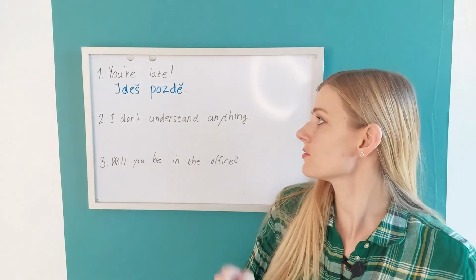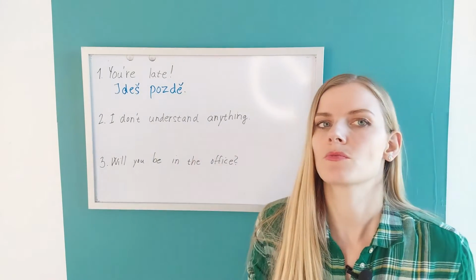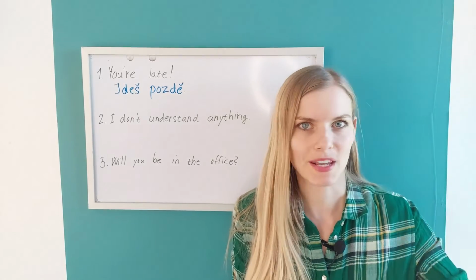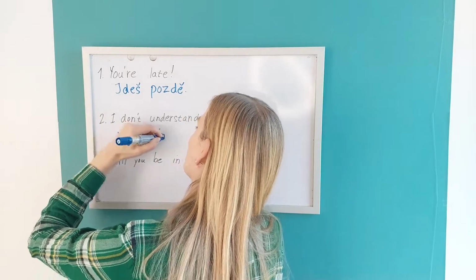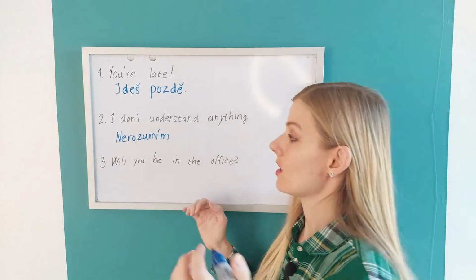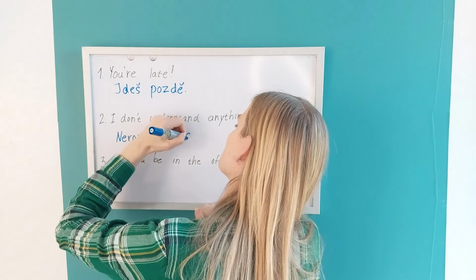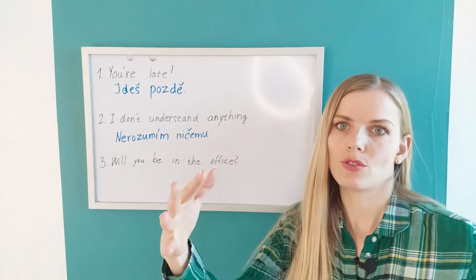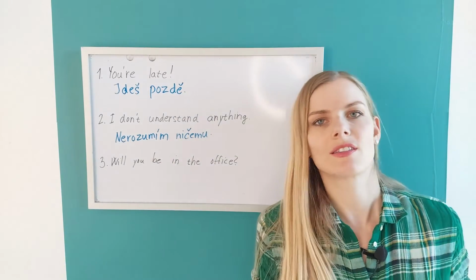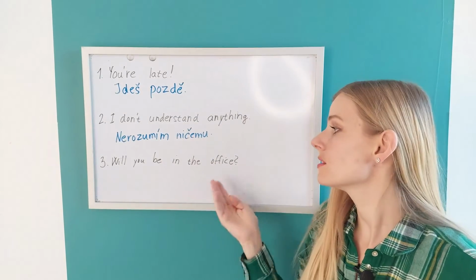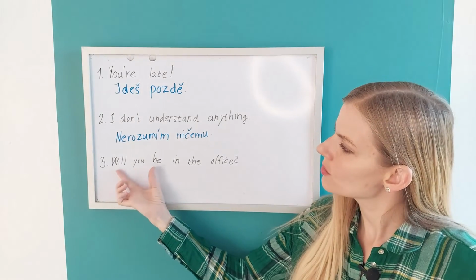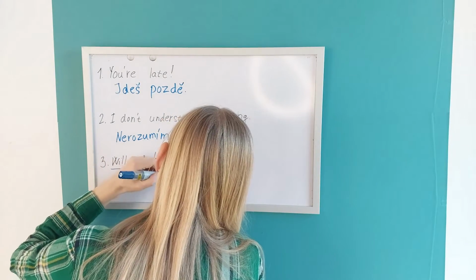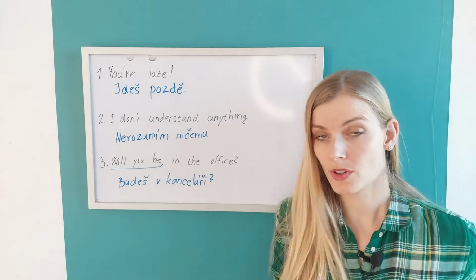Číslo 2. I don't understand anything. Understand will be translated as rozumět. And remember that rozumět needs the dative case. Nerozumím. And the dative for anything or nothing actually would be ničemu. Nerozumím ničemu. Nic is the nominative and ničemu is the dative case. Číslo 3. Will you be in the office? Remember, will be just one word. Budeš. Budeš v kanceláři?